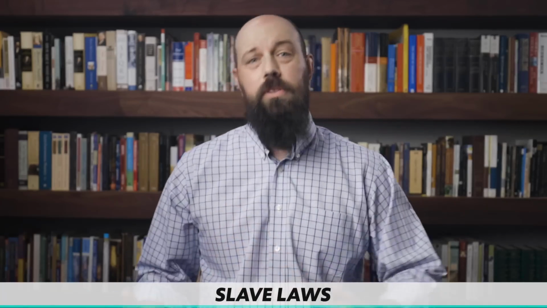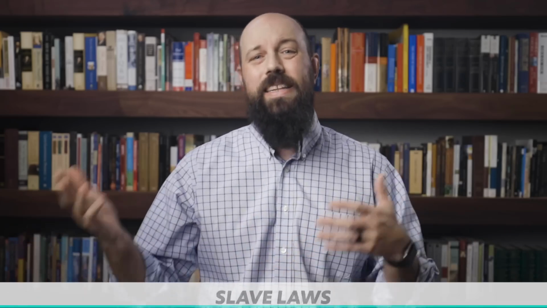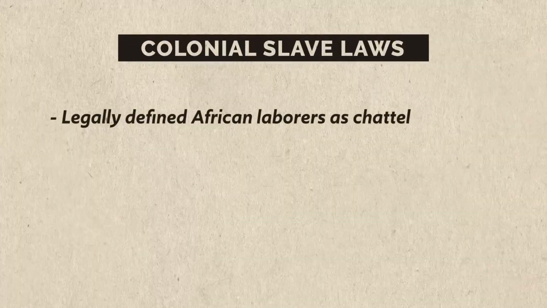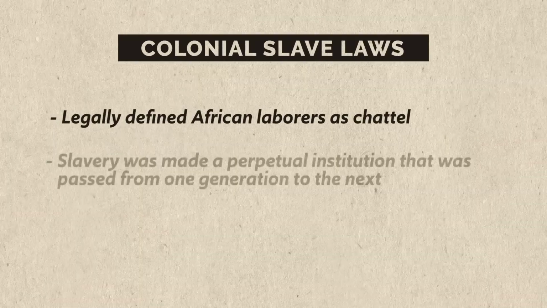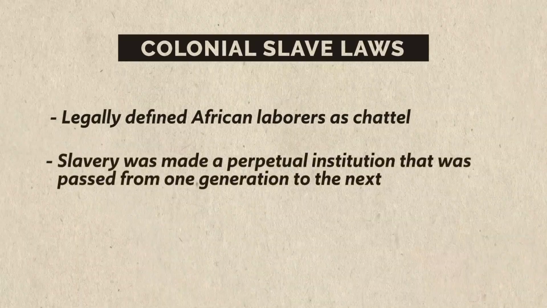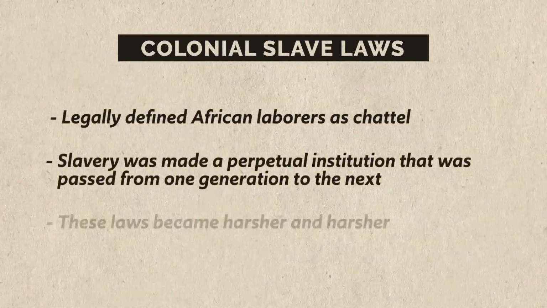In Virginia, for example, they followed the example of Barbados and enacted laws which did the following. They legally defined African laborers as chattel. Additionally, slavery was made a perpetual institution that was passed from one generation to the next, and as time went on, these laws became harsher and harsher. For example, in the later part of the 17th century, Virginian plantation owners were granted the legal right to kill their enslaved laborers if they defied his authority.